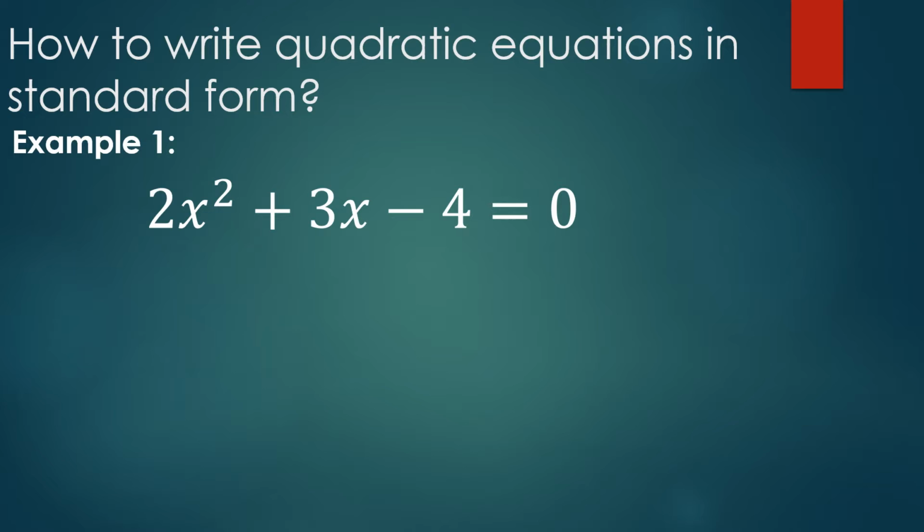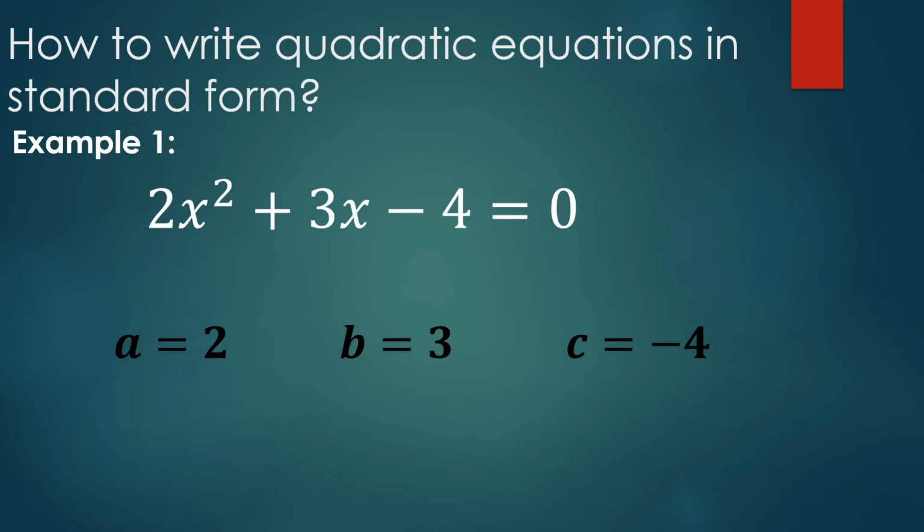What are we going to do now is to determine what are the values of a, b, and c. As you can see on the equation, the value of our a is 2. And then the value of our b is positive 3. And the constant term or value of c is negative 4.